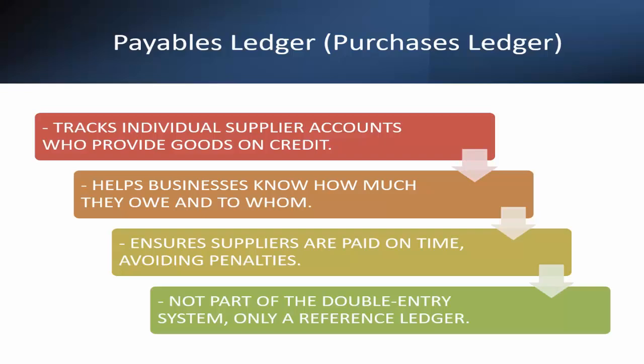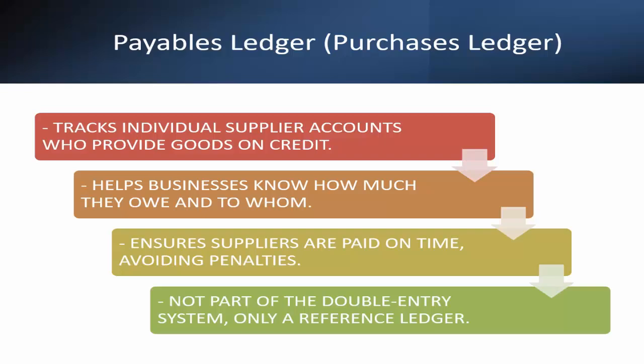Now, here's the challenge. Imagine your business has dozens, maybe even hundreds of suppliers. Each supplier has different payment terms, different due dates, and different invoice amounts. How do you keep track of who you owe, how much you owe, and when each payment is due? That's where the Payables Ledger, also known as the Purchases Ledger, comes in.